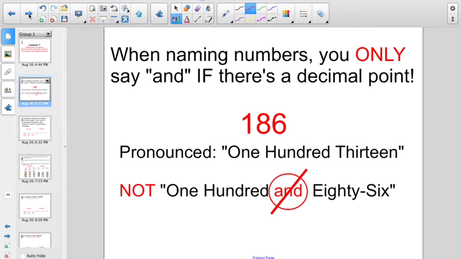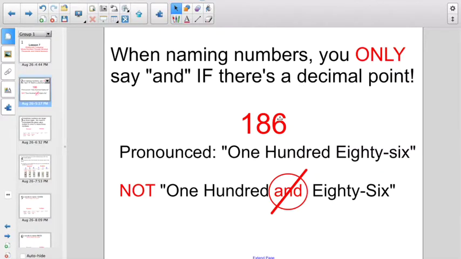So start off with a little bit of review. When you're naming numbers, you only say the word "and" if there's a decimal point. I know a lot of people out there in everyday life are going to say "one hundred and eighty-six." But truly, in math, when you're doing your assignments, this is pronounced "one hundred eighty-six," not "one hundred and eighty-six." Only say "and" if there's a decimal point.